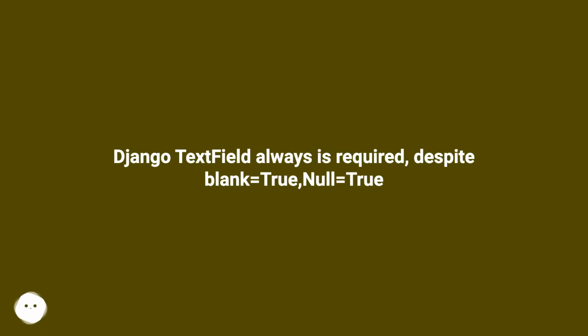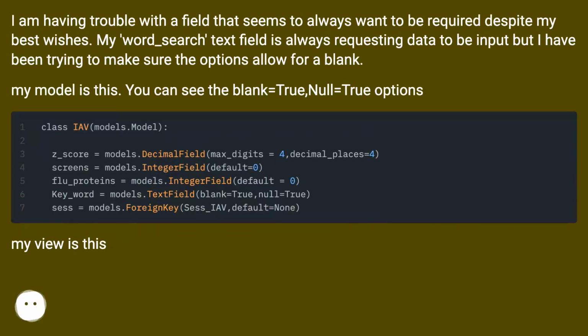Django TextField always is required, despite blank=True, null=True. I am having trouble with a field that seems to always want to be required despite my best wishes. My word_search text field is always requesting data to be input, but I have been trying to make sure the options allow for a blank. My model is this. You can see the blank=True, null=True options.